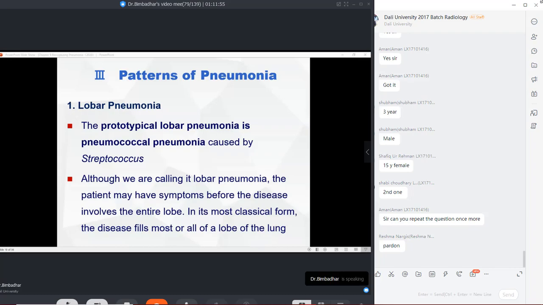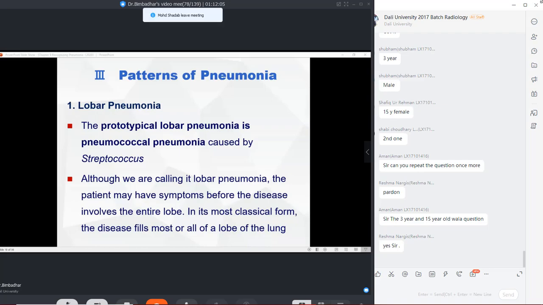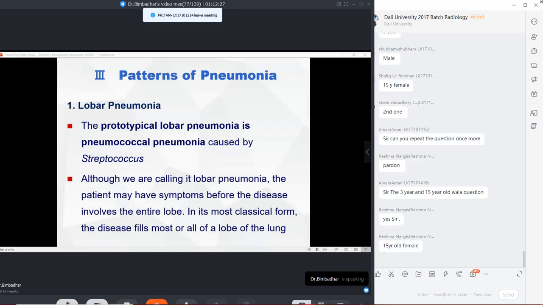Did you understand my question now, Aman? Reshma, did you understand my question now? Yes, yes. Okay, so answer it. Which one will develop lobar pneumonia in the later times? Which of those two cases we have discussed before will develop the lobar pneumonia later on? It will obviously be the 15-year-old female. Now you get it? Did you understand?